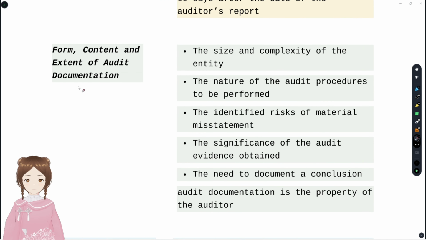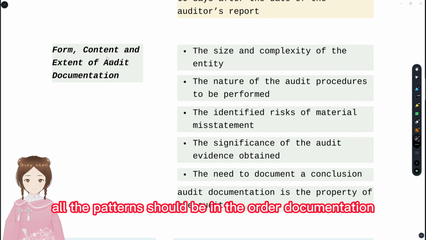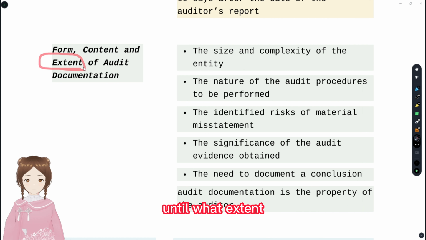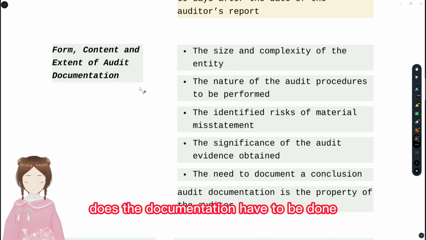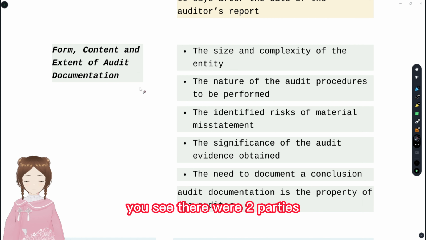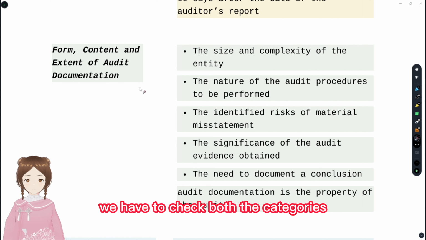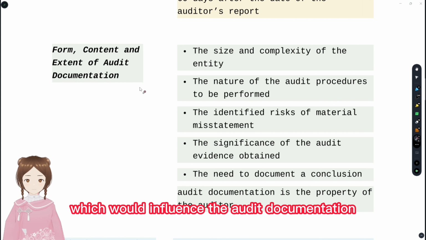the form. We'll see in which form audit documentation has to be done, what all the content should be in the audit documentation, and to what extent the audit documentation has to be done. You see, there were two parties, the auditor and the client. We have to check both categories which would influence the audit documentation.